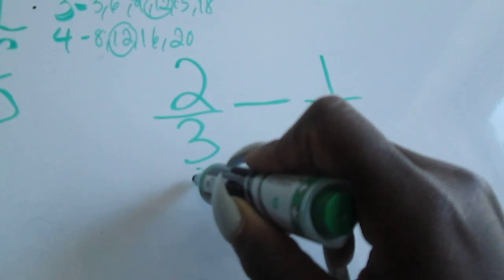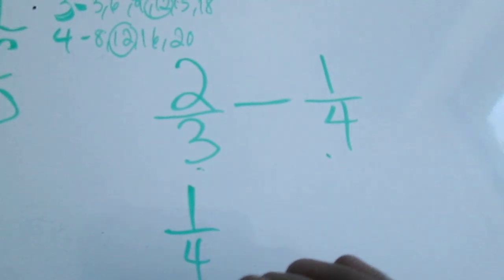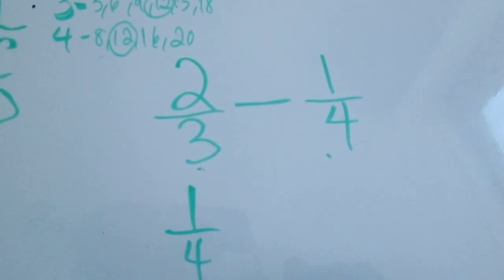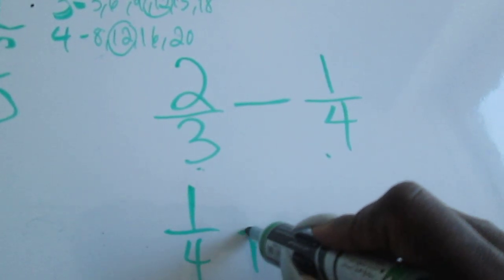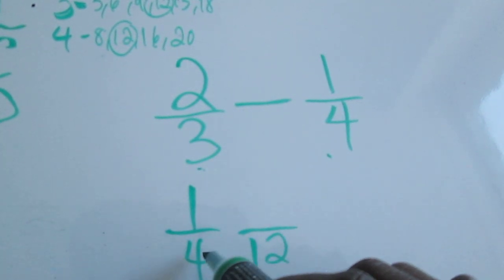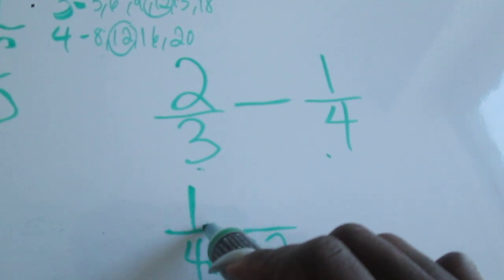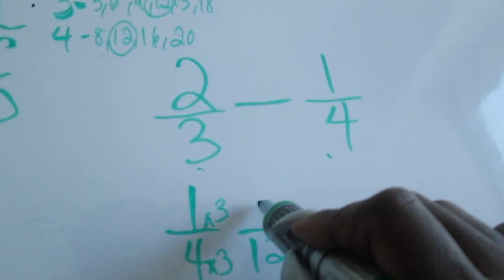So I'm going to come down here. 1/4, 2/3, and I'm going to make these fractions equivalent. What times 3 equals 12? 4. So whatever I do to the bottom, I must also do to the top. So 2 times 4 is 8. All right. So then here, 4 times 3 equals 12. So whatever I do to the bottom, I must also do to the top.